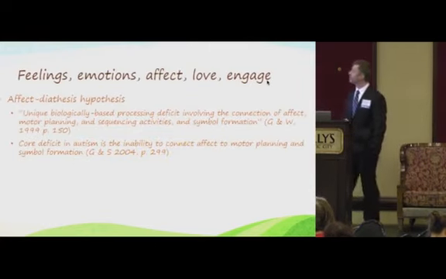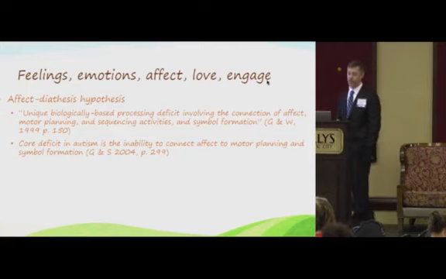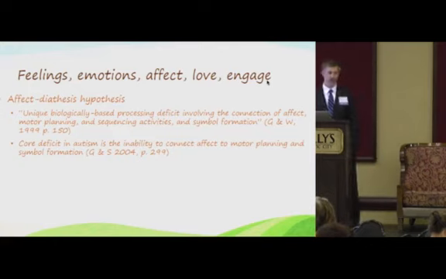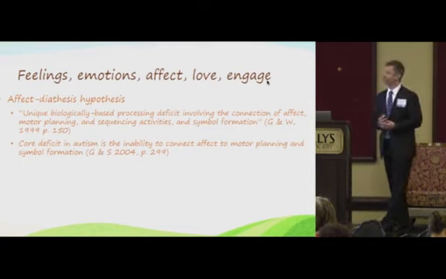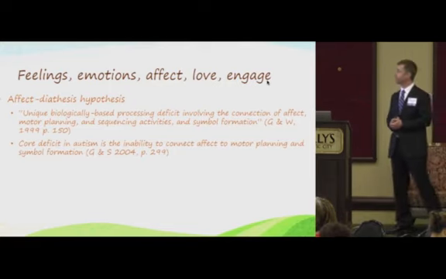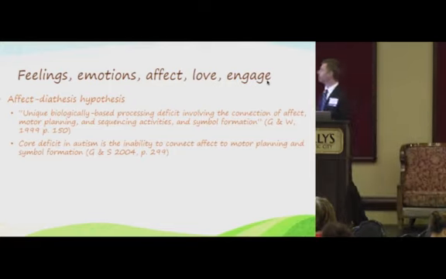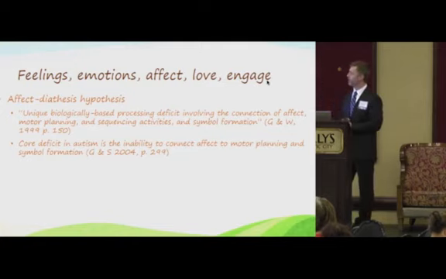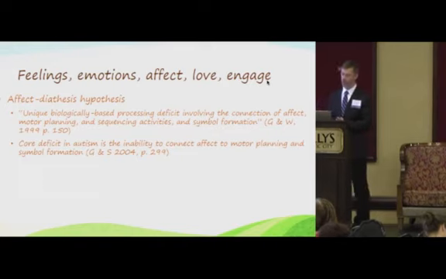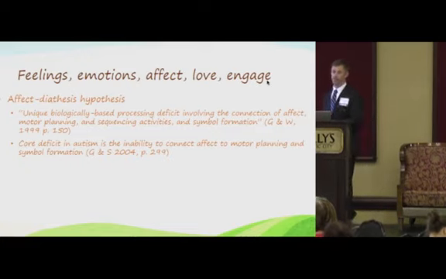Okay, feelings, emotions, affect, love, and engagement. So here's the next part. This is where I think, as I mentioned before, we really start getting some distinguishing characteristics going on with DIR. Stanley talked about the affect diathesis hypothesis, and to just quote, I think this is Engaging Autism, unique biologically based processing deficit involving the connection of affect, motor planning, and sequencing activities and symbol formation. Okay? Or he says this is the core deficit in autism. It's the inability to connect affect to motor planning and symbol formation.